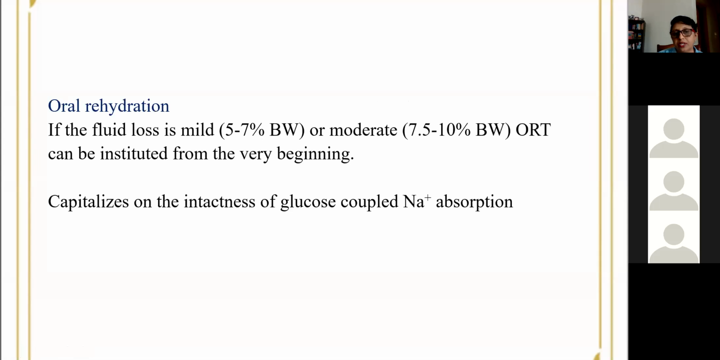Oral rehydration comes only when there is mild fluid loss, that is 5 to 7% loss, or moderate, 7.5 to 10%. So only after 10% are we going for intravenous.